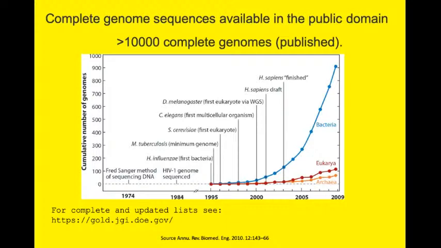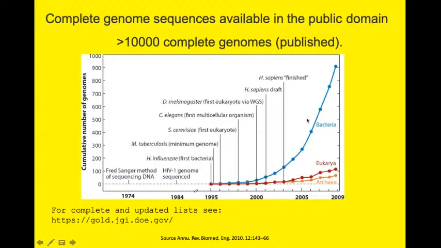Then complete genome sequences available in the public domain were published as per this. So this is the cumulative number of genomes. First of all, Haemophilus influenzae, the first bacterium, was done in 1995. Then the tuberculosis genome was discovered. Then Saccharomyces cerevisiae, C. elegans, D. melanogaster, the first eukaryotes. Then the Homo sapiens draft was given in 2002 or so. Then in 2003 we were finished with that. This is how the human genome data was completed.